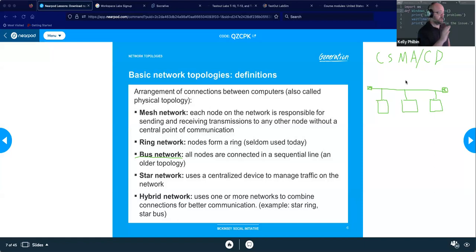So again, the bus is still used today, but it's more in network segments rather than the base network itself. But we'll talk about that as we kind of move along. The other thing with the bus network is if the line breaks anywhere, the whole network is down. So it doesn't have much redundancy. You have one break in the line and that's it. So that's the weakness of the bus.